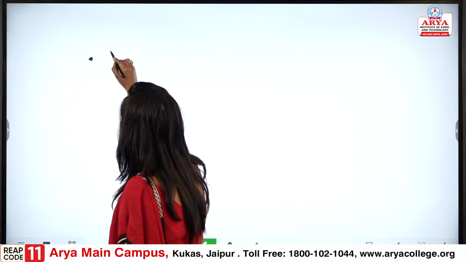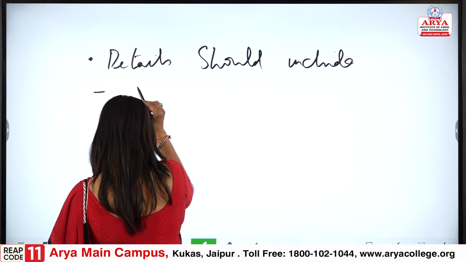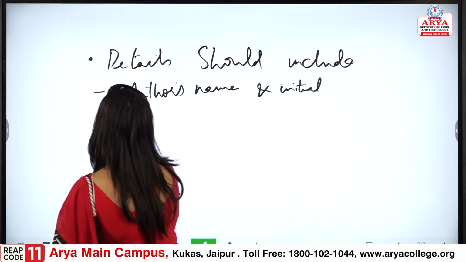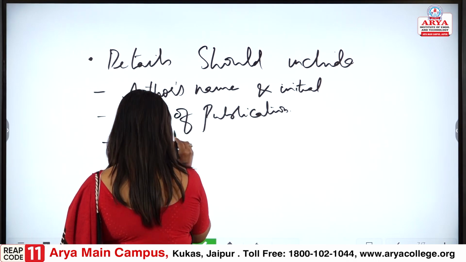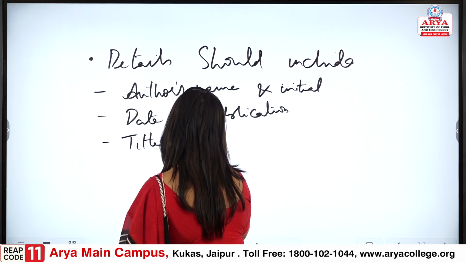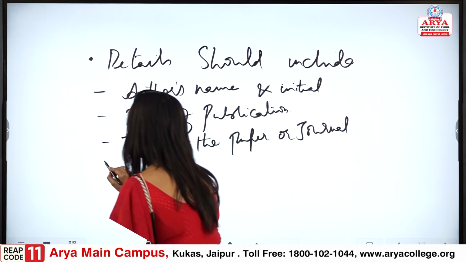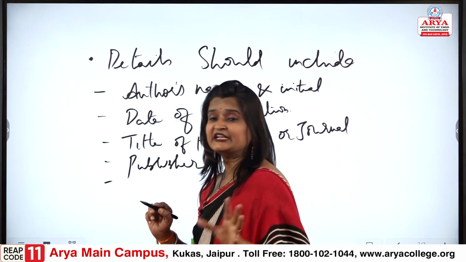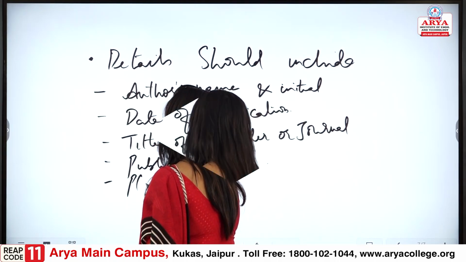Now when we are saying details should include, one is the author's name and initials, date of publication, title of the book or of the paper or journal. Then again, what you will take care of is the publisher and the place of publication, where it is published. Again, the place of publication is important.